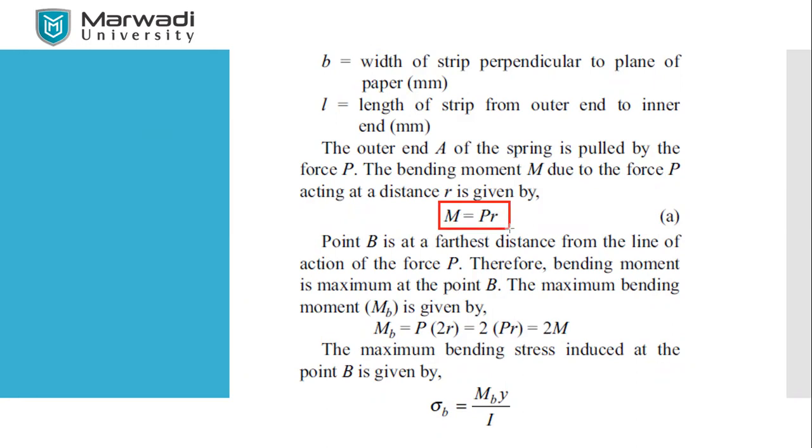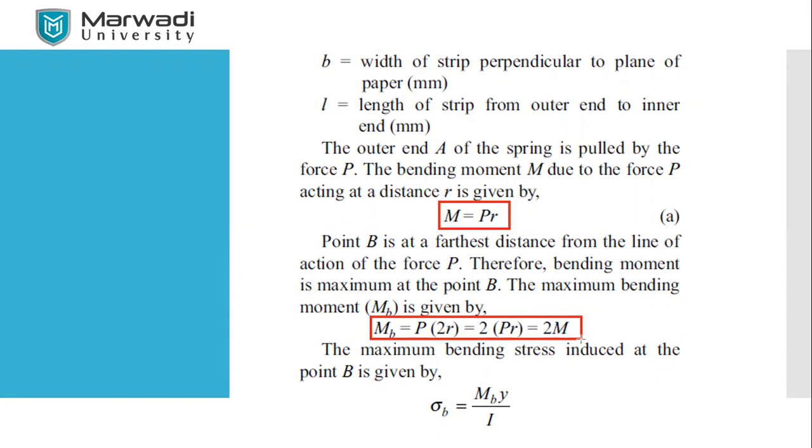So the force P is acting at a distance r, which is simply given by the equation M = P r, and the point B is at the farthest distance from the line of action of the force P. Therefore, the bending moment is maximum at point B. You can understand the same thing from this equation, where the maximum bending moment is given by M_b = P (2r), which is twice the bending moment on the other side.